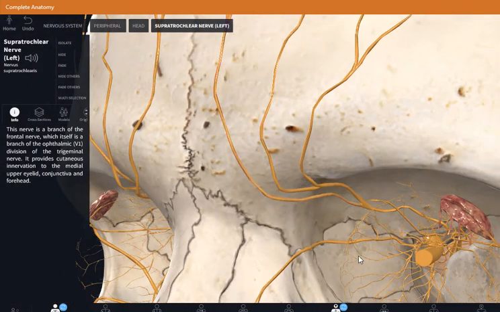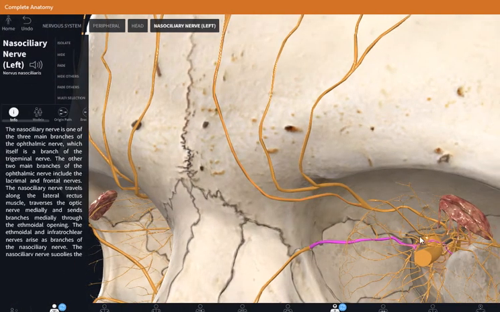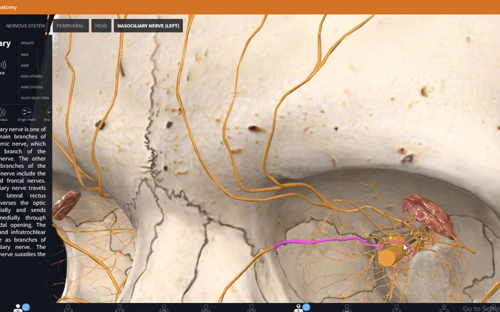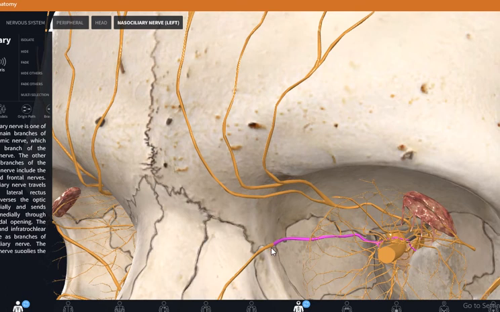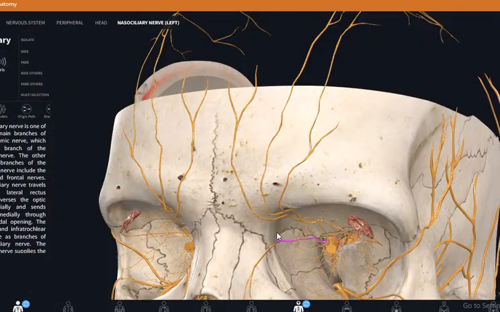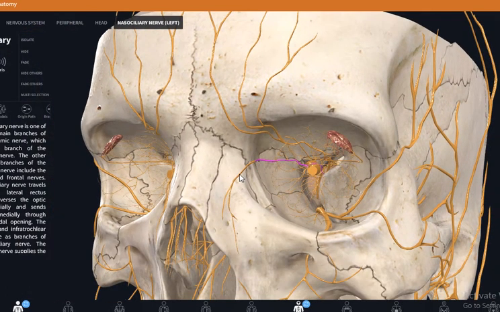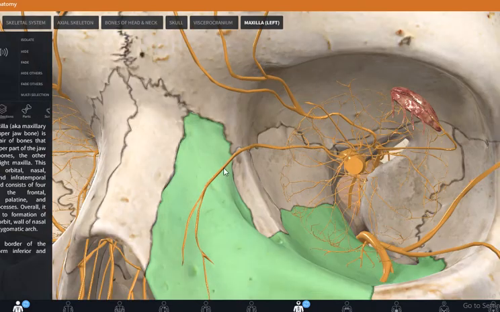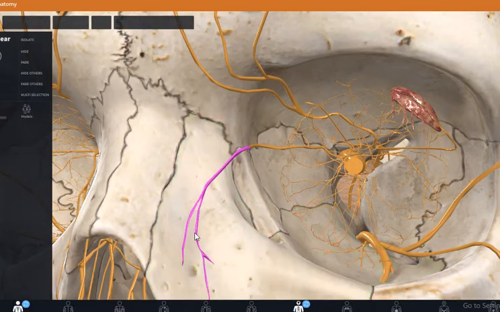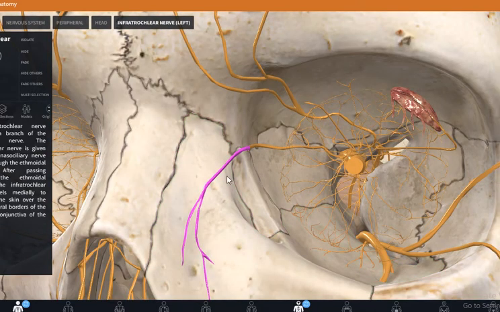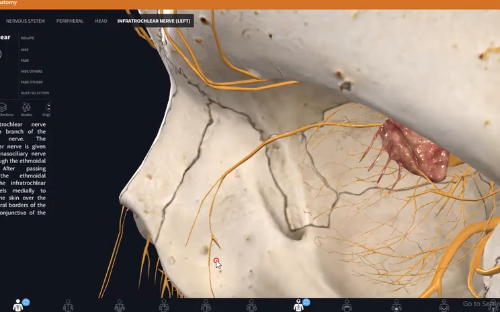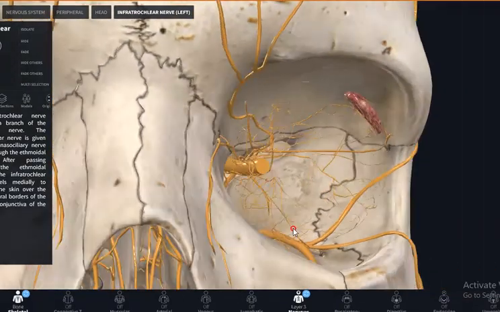Now after that, you have this other portion which is medial to it, called the nasociliary nerve. It still comes from the ophthalmic division of the trigeminal nerve. The nasociliary nerve is going to continue down here and give this branch called the infratrochlear nerve. So you have the supratrochlear nerve here, and the infratrochlear nerve, which come from the nasociliary. So these are the branches given by the nasociliary.